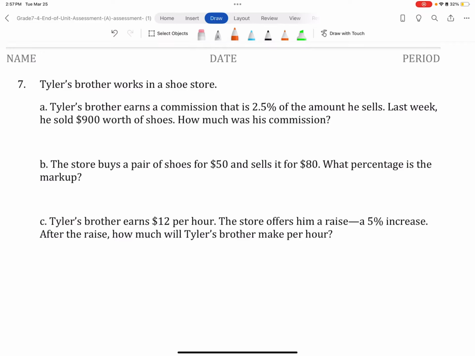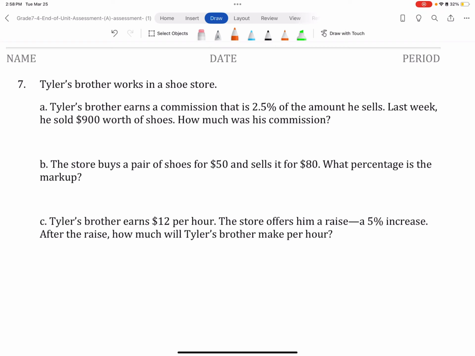Question number 7. Tyler's brother works in a shoe store. Part A. Tyler's brother earns a commission that is 2.5% of the amount he sells. Last week, he sold $900 worth of shoes. How much was his commission?